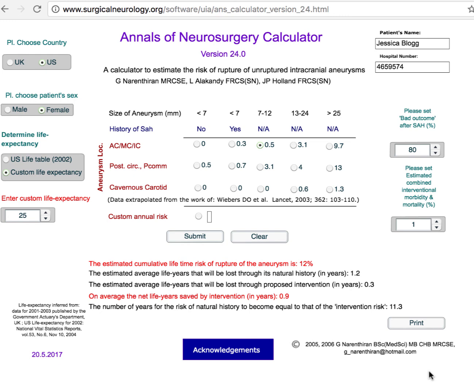Now I have gone on to develop a visual display to show you the risks of the natural history, the risks of the intervention, and the net effect. And I will be showing that to you in the next tutorial.